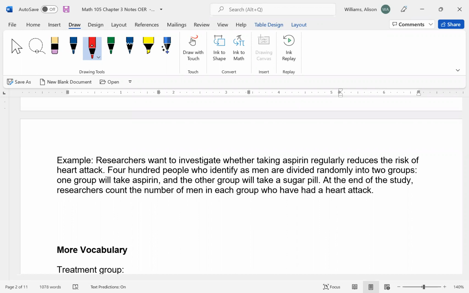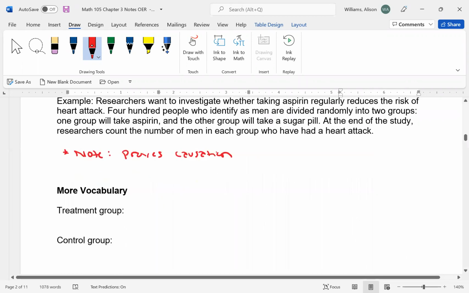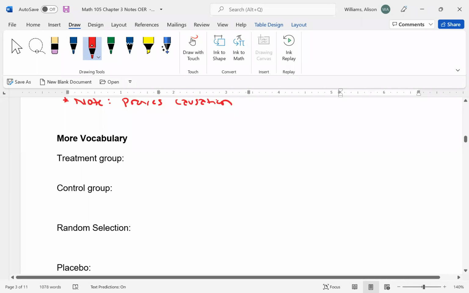What's interesting about this is because they were given some sort of pill, it will prove causation. In other words, if the people who had aspirin definitely had heart attacks at a lower rate, that's provable. They've just proven it because the other group were forced not to take aspirin. They were given a sugar pill instead.